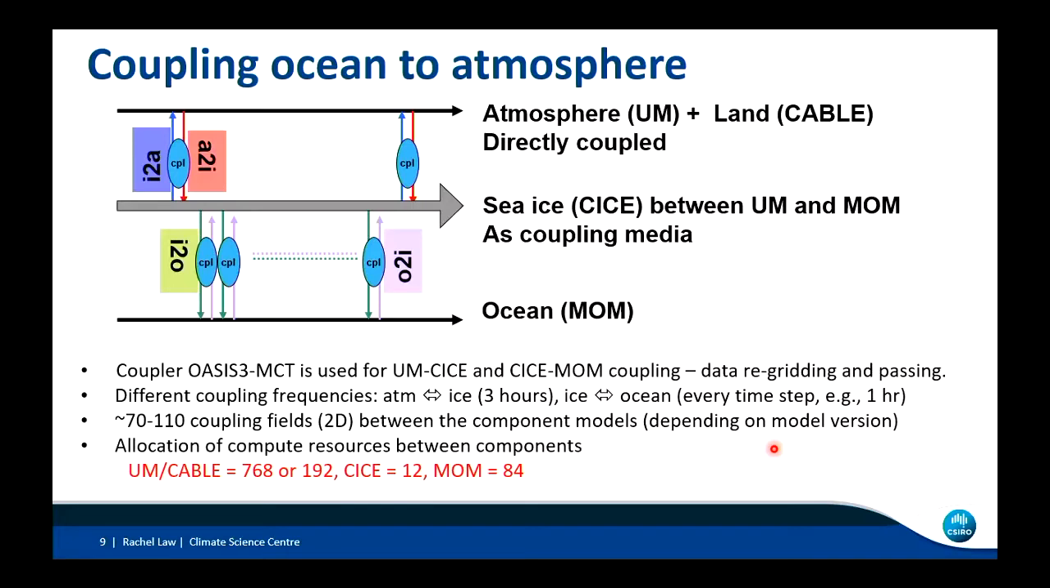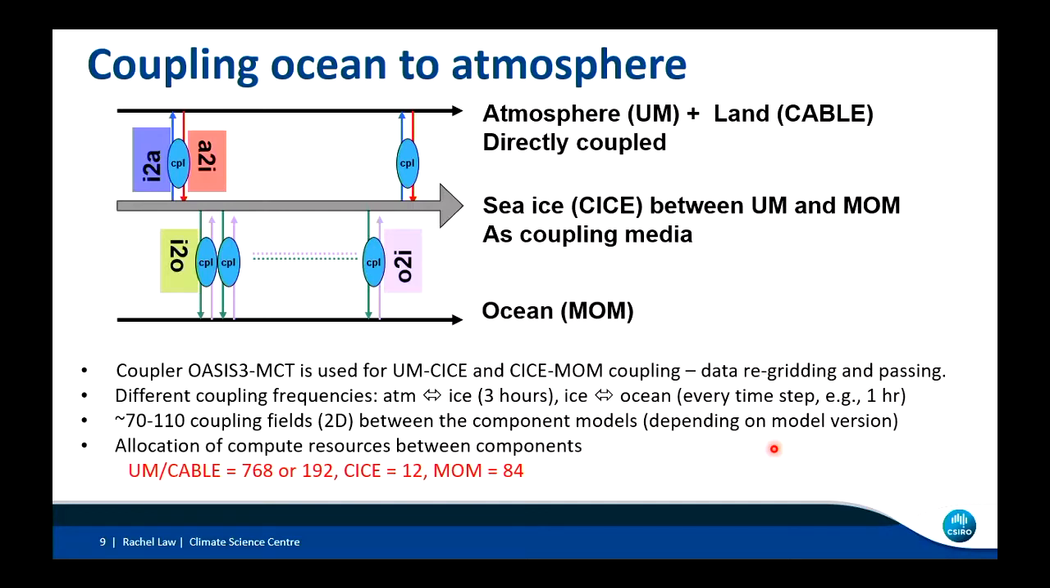The illustration that's been put together here shows these routines, I to A, ice to atmosphere, I to O, ice to ocean, and vice versa. They go through a coupler, the OASIS MCT coupler. That covers things like data regridding and passing of the variables. It means that the coupling frequency can be different. From atmosphere to ice happens every 3 hours. From ice to ocean happens every hour, the same time step as the ocean.